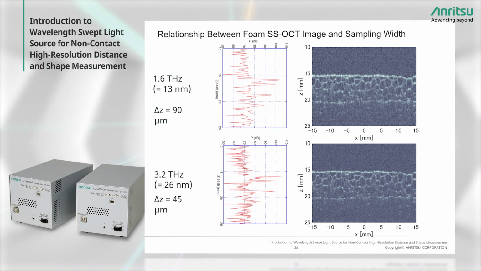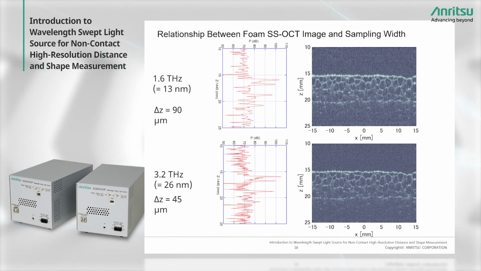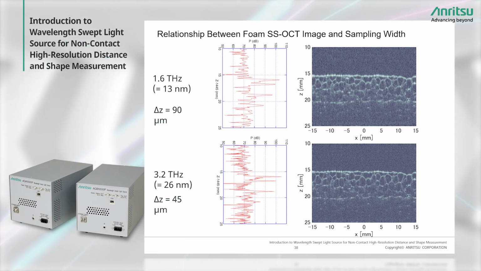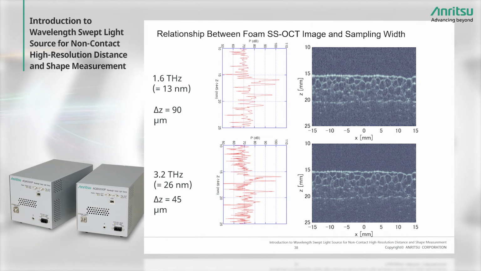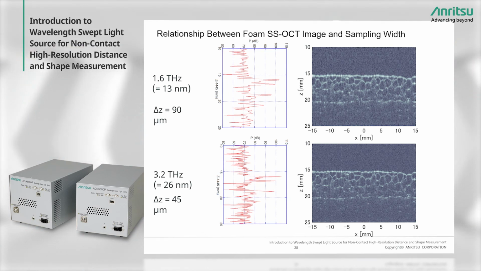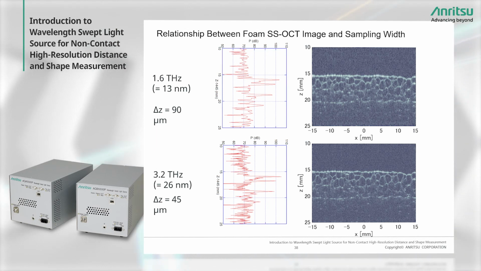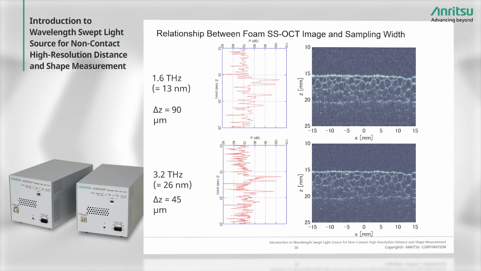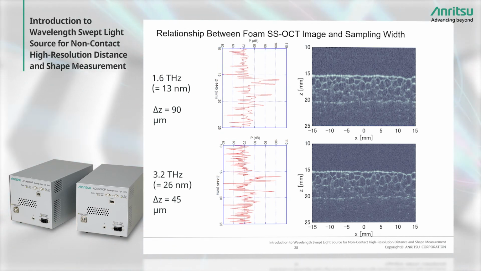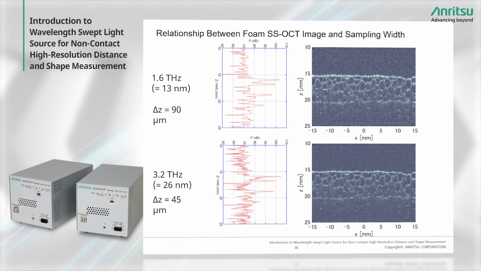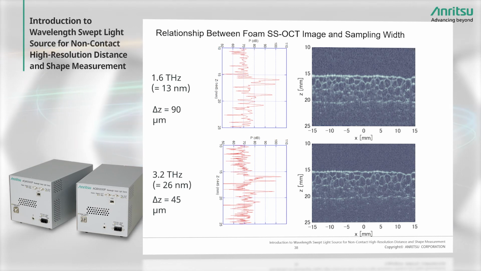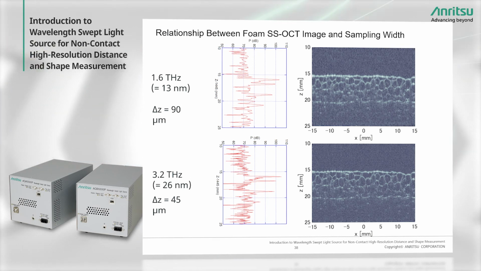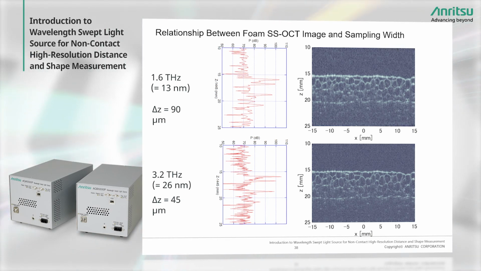Although this is the principle of OCT, there are clear differences in resolution here. When measuring at a sweep width of 1.6 terahertz, the resolution is about 90 micrometer. This is the cross-section appearance of a sponge under these conditions. When the sweep width is expanded to 3.2 terahertz, the resolution becomes 45 micrometer, or twice that of the above calculation, and the cell walls of the sponge become clearer. OFDR can be used for this type of cross-section measurement.